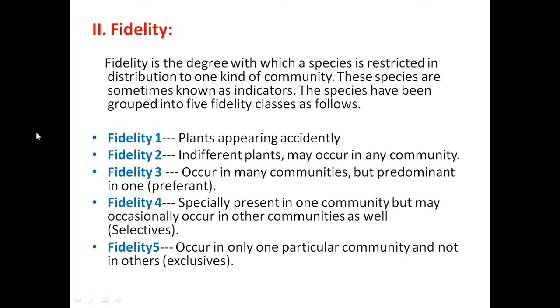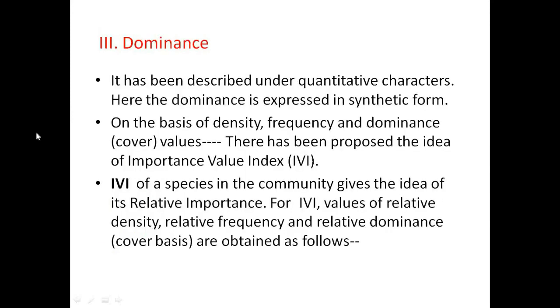In the third fidelity group, plants occur in many communities but are predominant in one, and this is called preferent. In the fourth fidelity group, plants are specially present in one community but may occasionally occur in other communities as well. So these plants are called selectives. And in the fifth fidelity group, plants occur in only one particular community and not in others, and these plants are called exclusive. And the third of the synthetic characters is dominance.